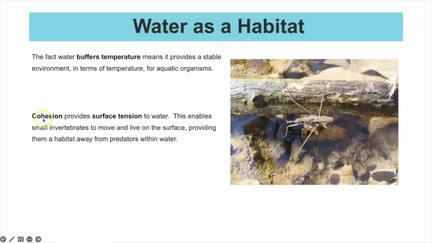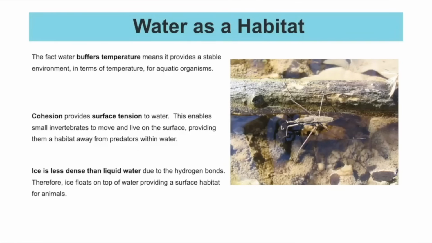The other property links back to the cohesion provided by the hydrogen bonds. Those hydrogen bonds not only create a continuous column of water in a xylem, but they also create a surface tension to the top layer of water molecules. And that enables small invertebrates to be able to move and even live on the surface. That provides them with a habitat away from the predators within the water.